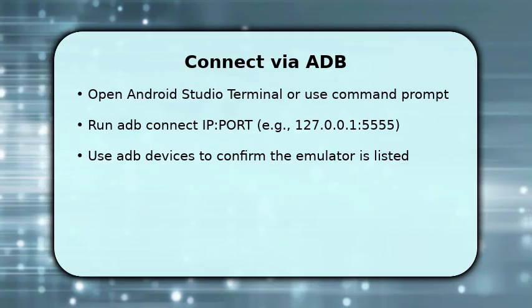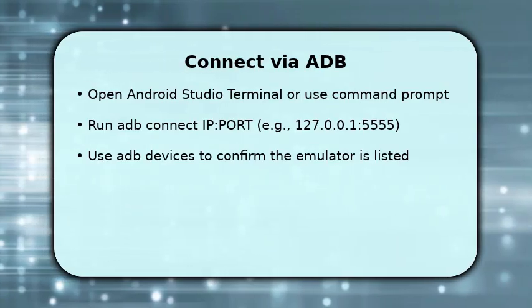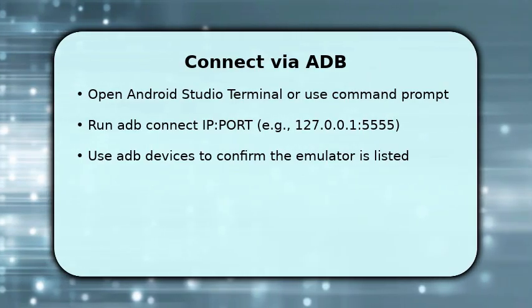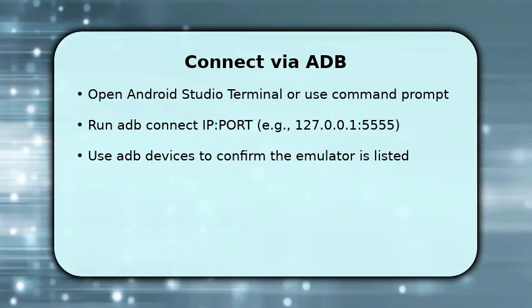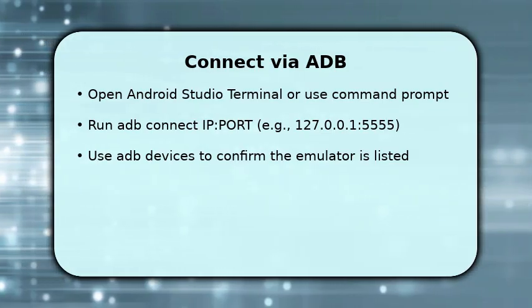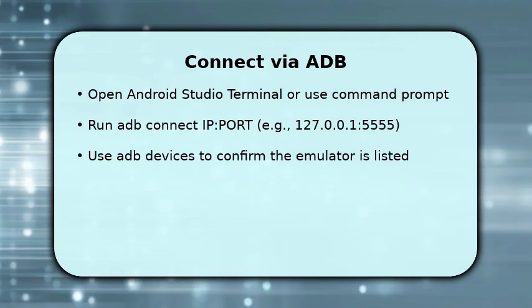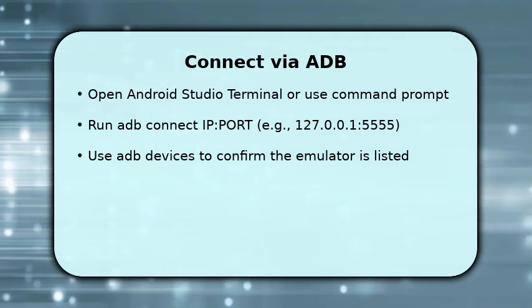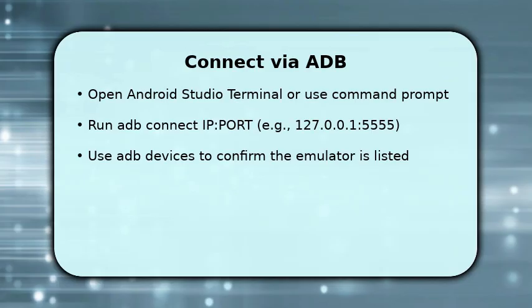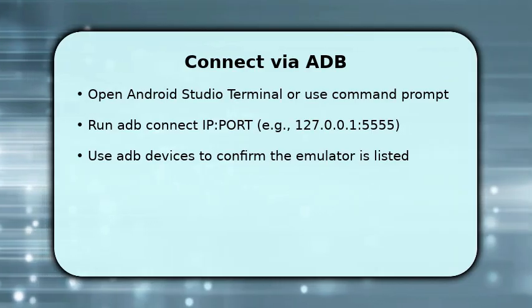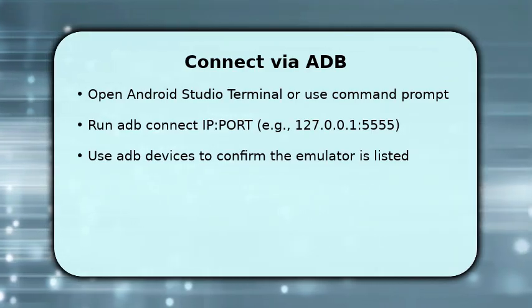You now create the ADB connection. In Android Studio's terminal, type adb kill-server, then adb start-server to reset ADB. Once running, execute adb connect 127.0.0.1:5555, or the port BlueStacks showed. That command links your Studio to BlueStacks.